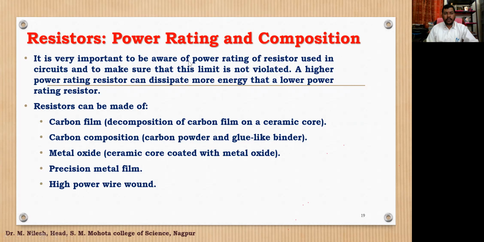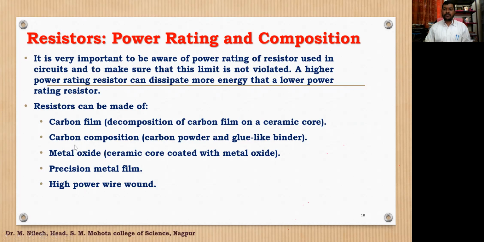It is very important to be aware of the power rating of a resistor, because we have different types of resistors: quarter watt, half watt, 1 watt resistors, according to the requirement of the circuit. So that is called the power rating. So we should understand where we are going to put that resistance, and accordingly we need to know what the power rating of that particular resistance is, and what type of resistance is required over there.